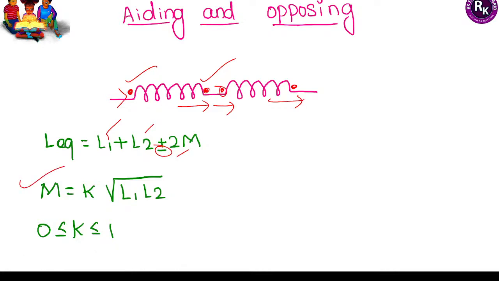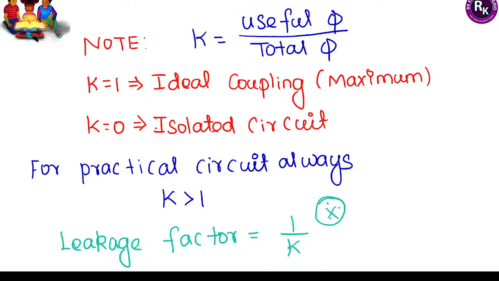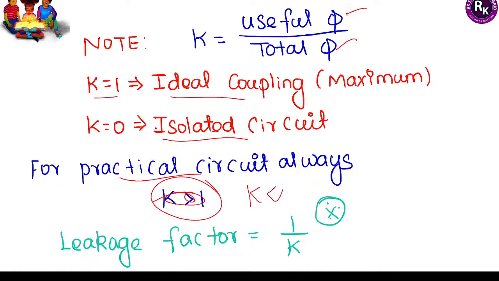And you know the relation between mutual inductance and self-inductance: in between we have a coefficient of coupling. The coefficient of coupling lies between 0 and 1, and this is the ratio of useful flux divided by total flux. The value of K will become 1 for ideal coupling, 100% maximum coupling, no wastage flux. But if the circuit is isolated, and none of the flux is linking between the coils, then K will be 0. For a practical circuit, the value of K is always less than 1. It will never become equal to 1, and of course it will also not be equal to 0. We will try to maintain some reasonable value, like above 0.5, I can say. And it should be less than 1, don't forget, it should not be greater than 1. The maximum value is 1 only, it will not go beyond that.